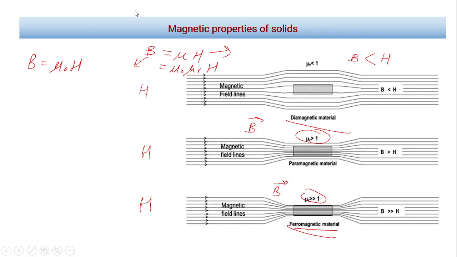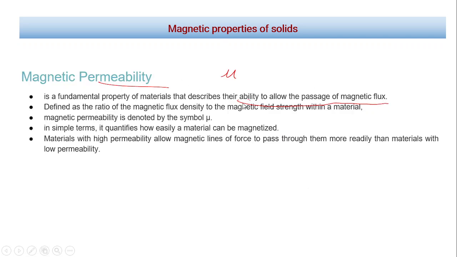This is what we saw. Permeability is a characteristic of a material, that is, how easily it allows magnetic field lines of force to pass through it. This is in simple terms.